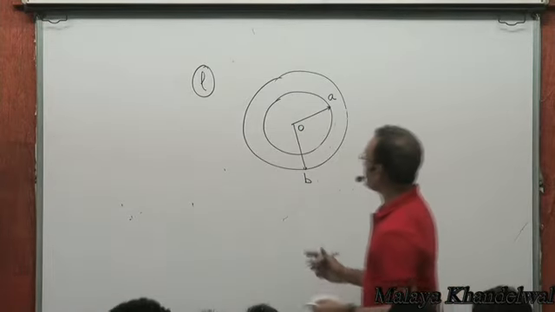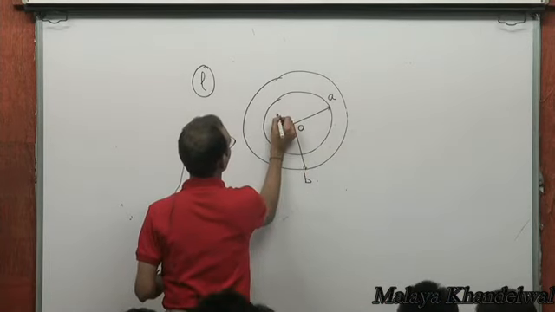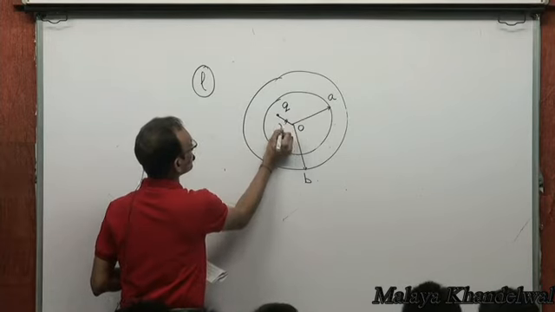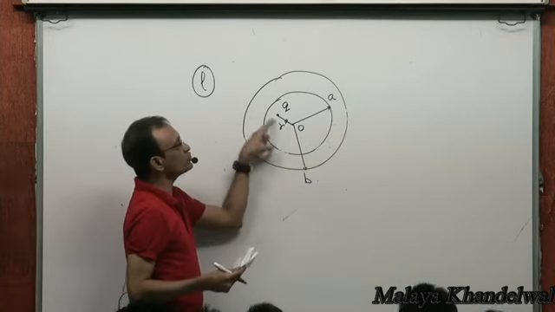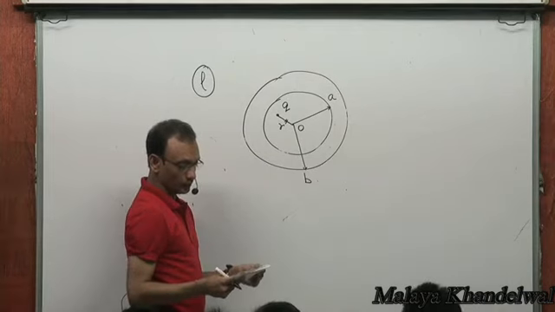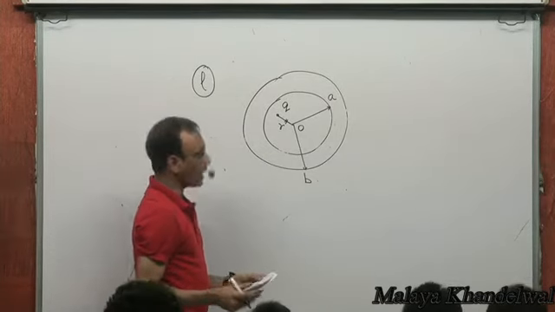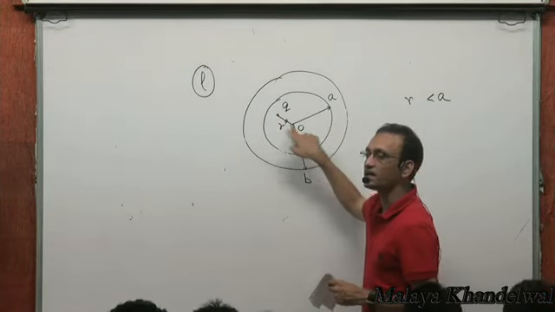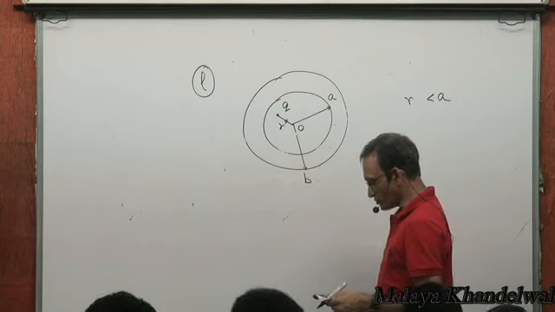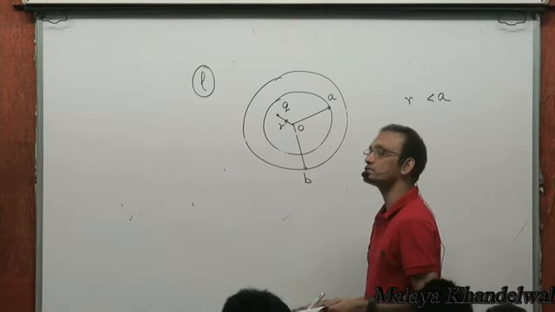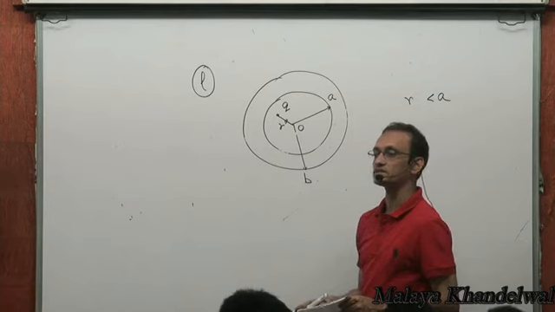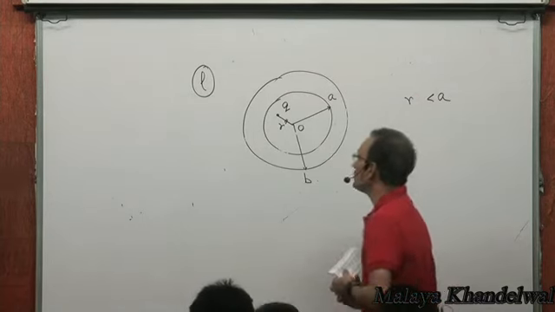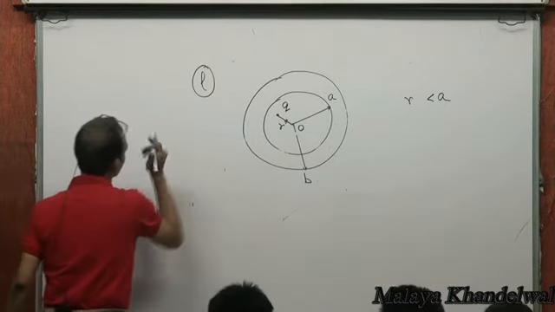if a point charge q is kept at a distance r from O, such that r is less than a, that means it's in this region. R less than a means r is in this region. We want to be able to find the potential at the center O. Clear? Now, what would this charge q do?